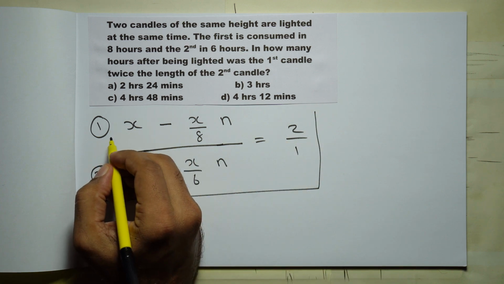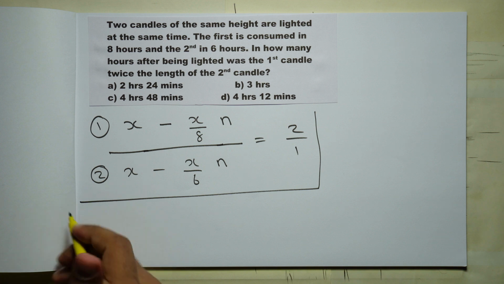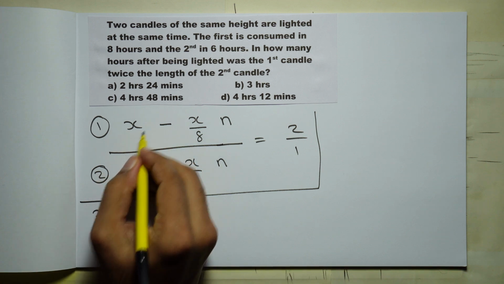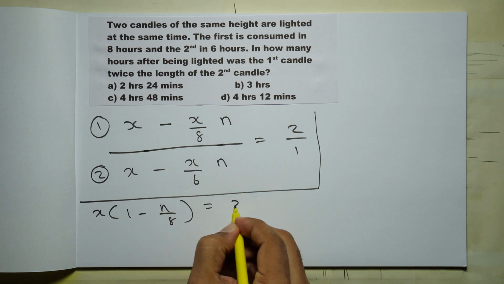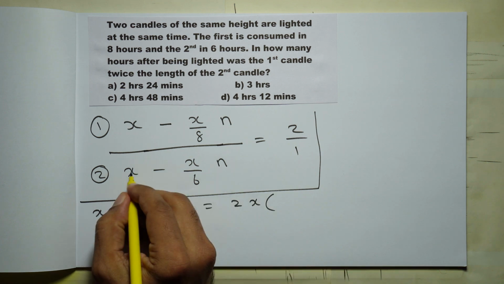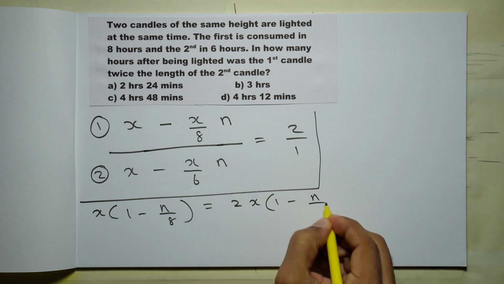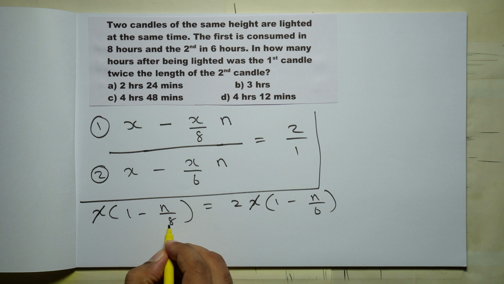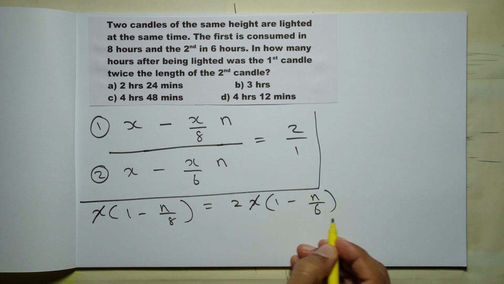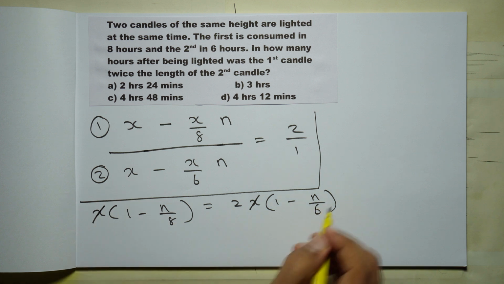Now x I'll take out common and I'll cross multiply also. So x into the remaining 1 minus n by 8 is equal to 2 times x into the remaining 1 minus n by 6. Now I'll cancel out the x. Now the LCM of 8 and 6 is 24, so I'll multiply throughout by 24. So all the denominators will cancel out.